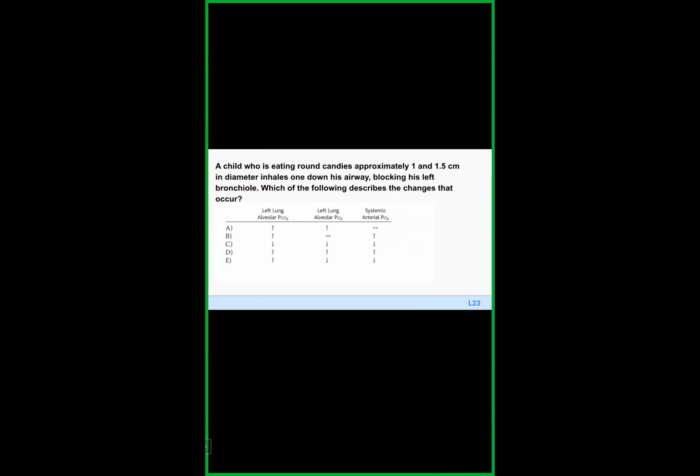Going on to the next question, a child who is eating round candies approximately 1 to 1.5 centimeters in diameter inhales one down his airway, blocking his left bronchiole. Which of the following describes the changes that occur?